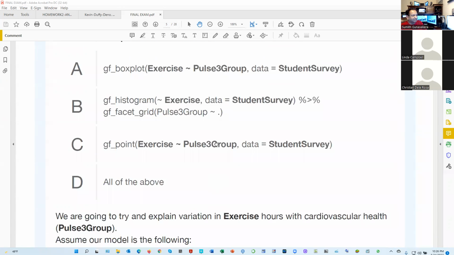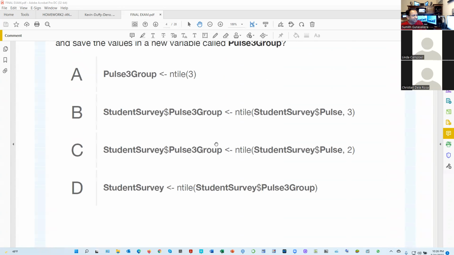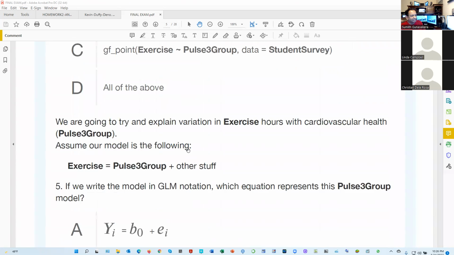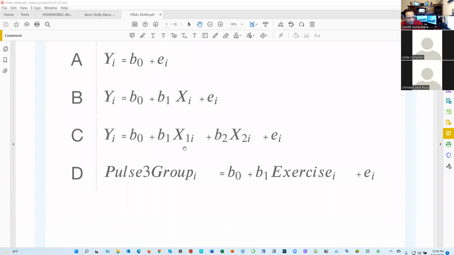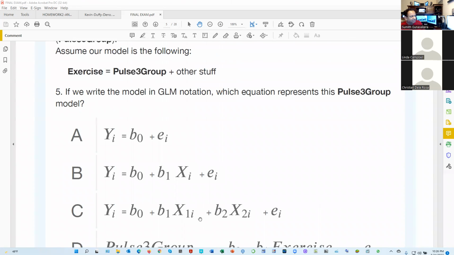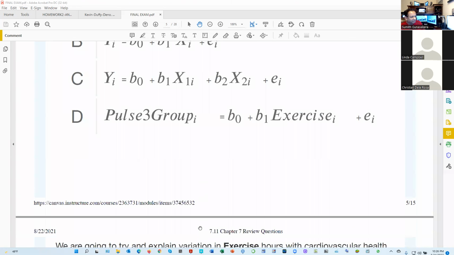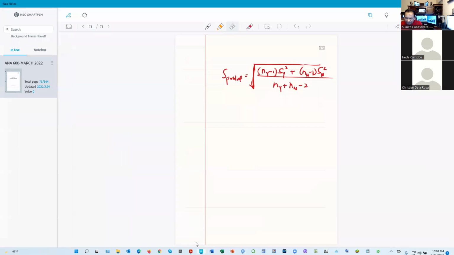They say they have three: low, medium, and high. Can you represent that one? Exercise by pulse3 group. See, they're going to do the exercise by pulse3 group.